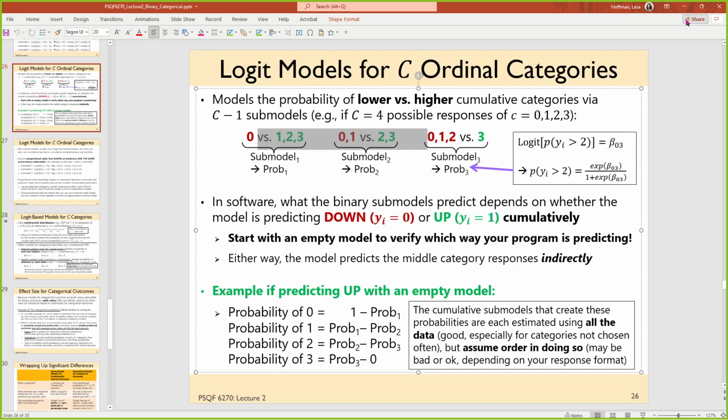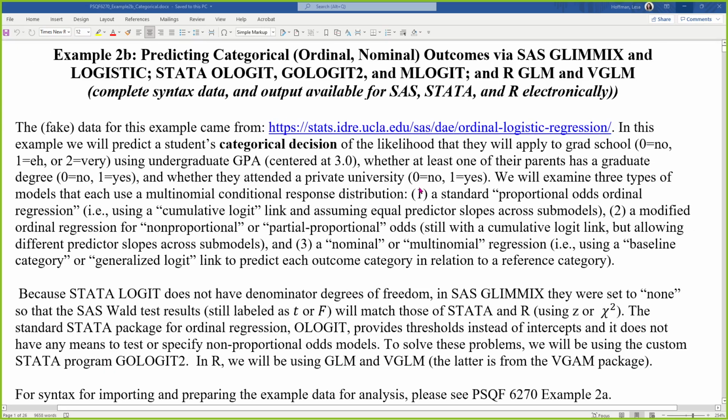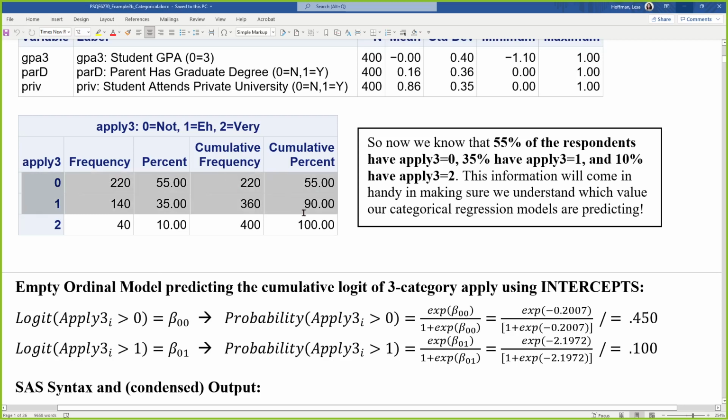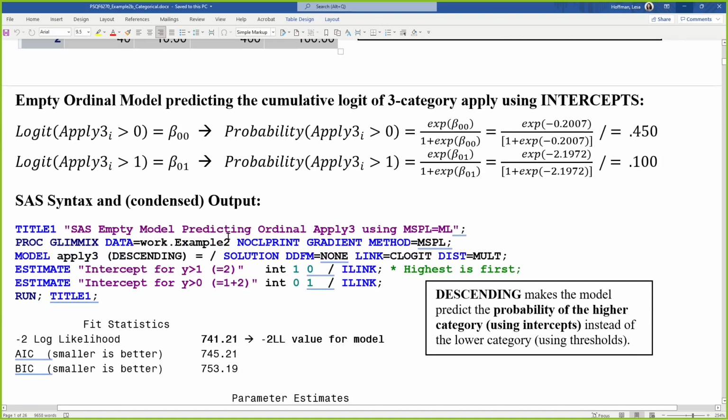All right, any questions on submodels before we jump back in? Cool, all right. So I am in example 2B here. We started this last time, playing with the same data, predicting the logit in this example of somebody applying to graduate school, where 0 is no, 1 is maybe, and 2 is very likely. Last time we looked at the frequency of that outcome for each category so that we have our answer key with respect to what the model is predicting. Then we looked at an empty model to verify that. So an empty model has no predictors.